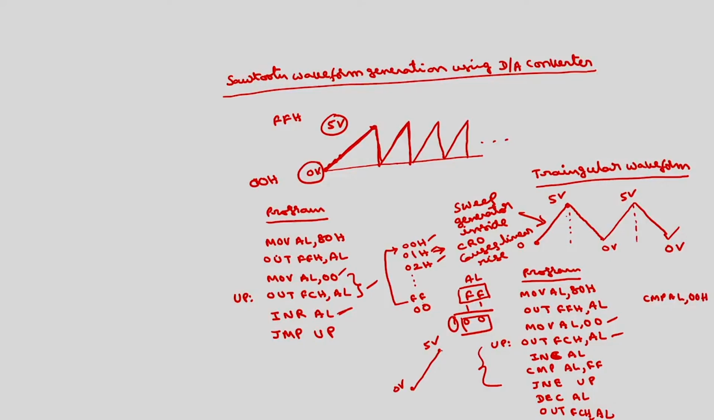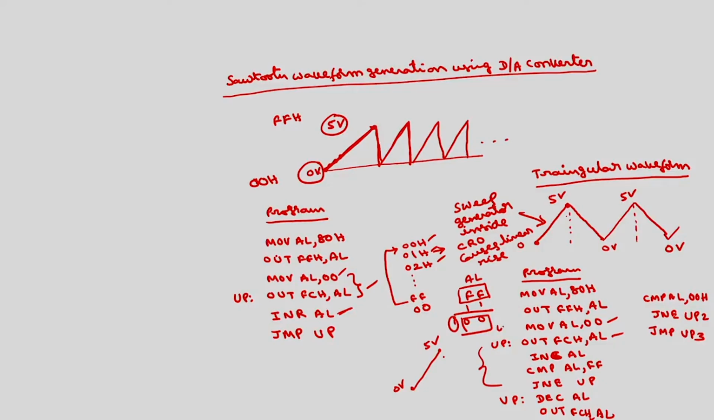Till 00 you have to decrement. From here you are decrementing. So, this 00H, jump not equal means it is not equal to 0, you have to go to up 2. So, this up 2 will output that value, decrementing the output value. Once this is equal, then you have to again load with 00 and repeat the process. So, for that, unconditional jump to up 3.